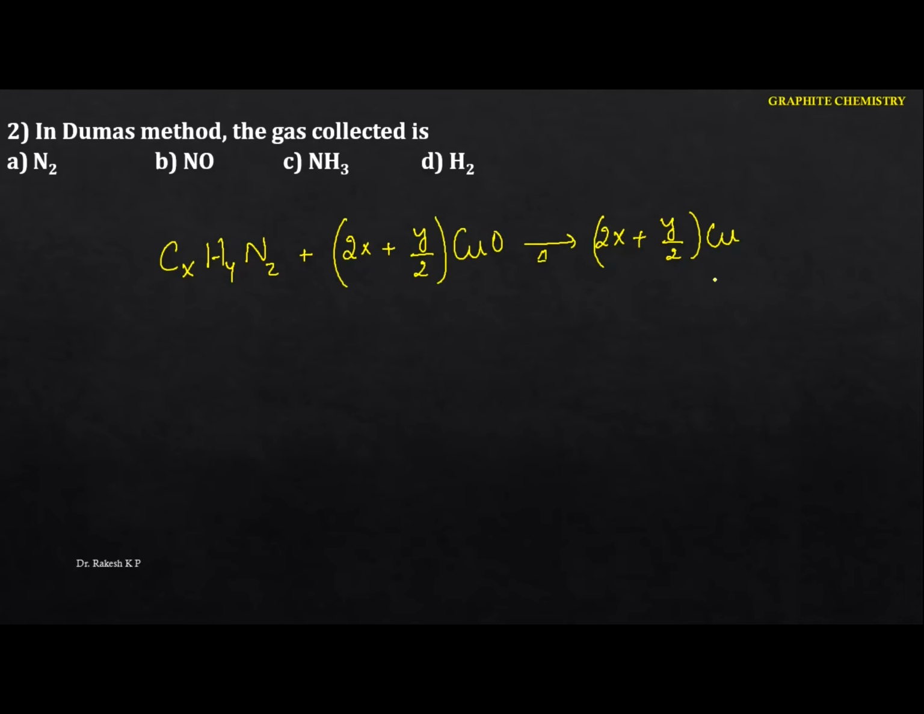And the next thing we are going to get is x of carbon dioxide. And the next thing is y by 2 of water, because if hydrogen is present, it gets oxidized to water. If it is nitrogen, here we are going to get nitrogen gas. So these are the products: carbon dioxide, water, and also nitrogen. But the carbon dioxide gas you are going to get will be absorbed by potassium hydroxide. Now here the gas liberated is nitrogen. So hence in this case the option is A.